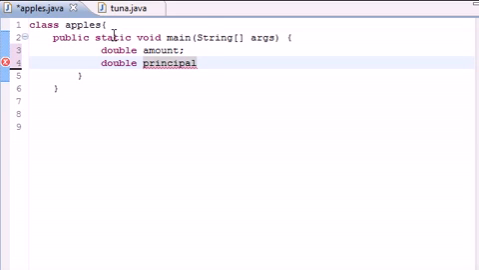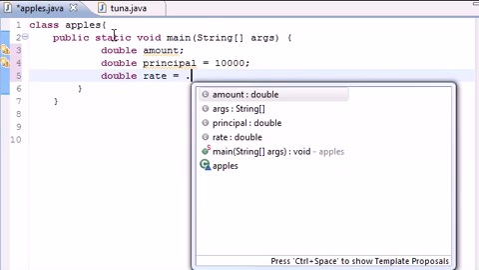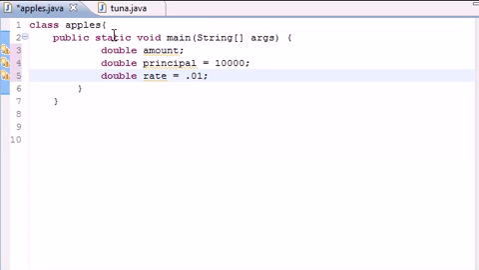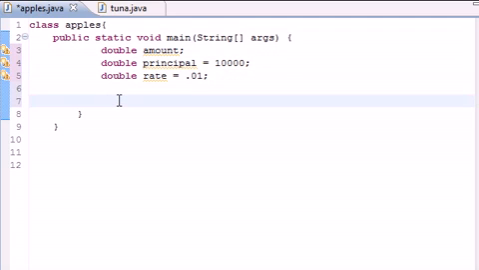So double principal, we know what this is, 10,000, since that's how many subscribers I have to begin with, and don't put the comma there. So we have the amount and the principal, and the last thing we need is the rate. So double rate equals 0.01, since I'm gaining subscribers at 1% a day. So now that we have the amount, which we're solving for, the principal, the value that I'm starting with, and the rate, 1% a day, we can go ahead and make a for loop to build this program.